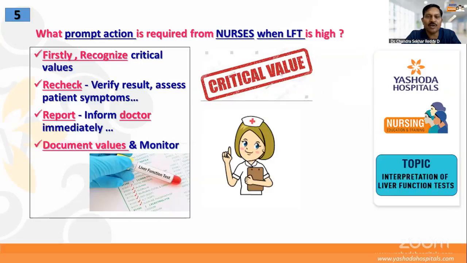And if the bilirubin is very high, and the patient is complaining of pain in the abdomen, that indicates there is some obstruction. That may be because of gallstones. So immediately you have to alert the patient.